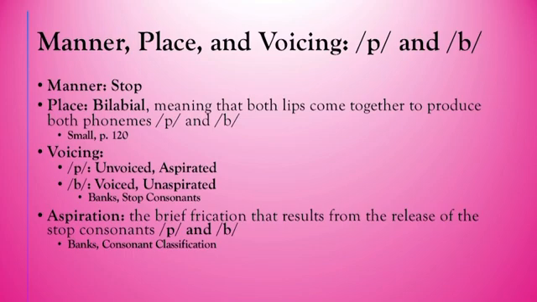So the manner of P and B is stop. The place is bilabial, which means that both lips come together to produce both of the phonemes. In terms of voicing, though, P and B differ. P is unvoiced and aspirated, while B is voiced and unaspirated. Aspiration is the brief friction that results from the release of the stop consonants P and B.